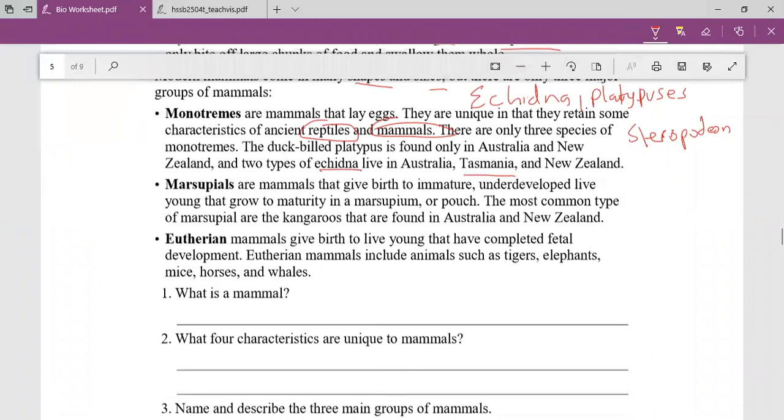Marsupials. Marsupials are mammals that give birth to immature babies. The marsupials are not the same. The babies are not matured enough. Yeah, one time you showed us the video. Yeah, actually the video.